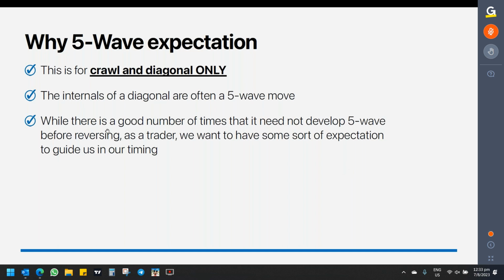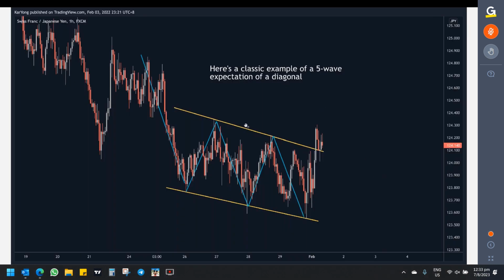So while there are a good number of times it doesn't need to develop a 5 wave before it reverses, before the pattern completes, as I mentioned, we need some sort of an expectation to guide us, right? So that's why we use 5 wave. Now, example over here, right? You can see this structure pattern is coming down by slope, right? So to recap a little bit of the last session that we talked about, the crawl pattern: we say that the crawl pattern is basically where we get an initial fast move, and then after that the market continues in the direction, but it starts to slow down. That's what we call a crawl.